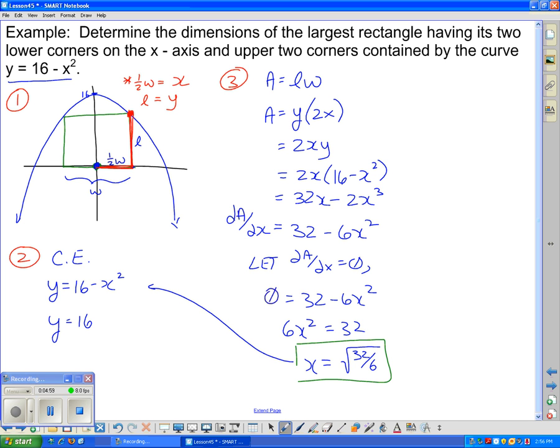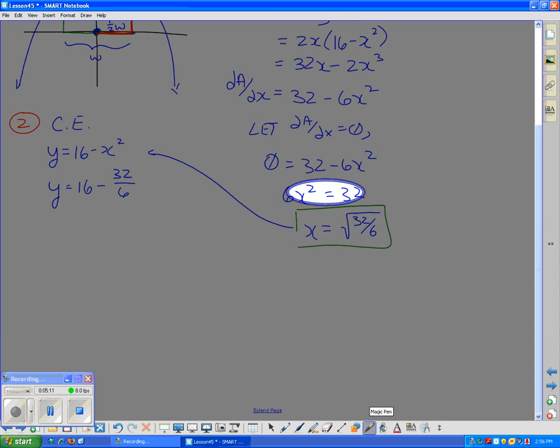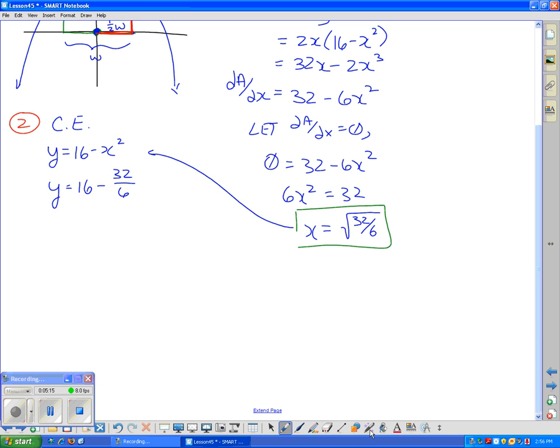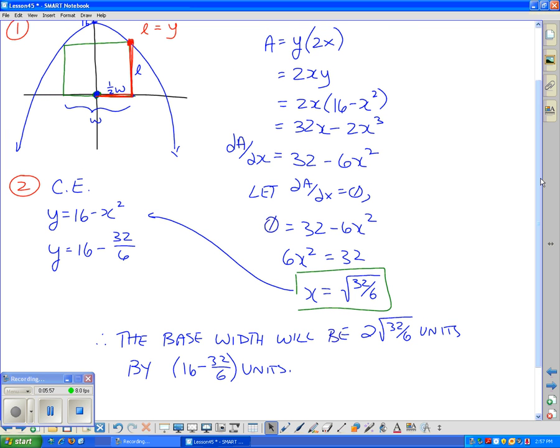So y equals 16 minus, now x squared is just 32 over 6, remember? Okay. And that comes from this line right here. X squared will be 32 divided by 6. So if we want to find the dimensions then, so therefore the base width will be, now remember this x value, this x is only half the width, so we're going to have to double it, so it'd be 2 times root 32 over 6 units by, the y value is 16 minus 32 over 6 units. There you go. That is the dimensions for the largest rectangle that will fit inside the parabola and the x-axis.